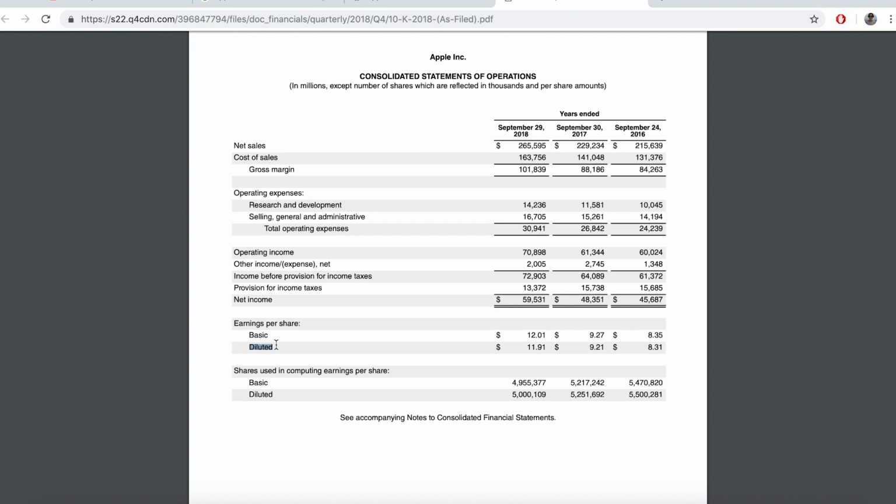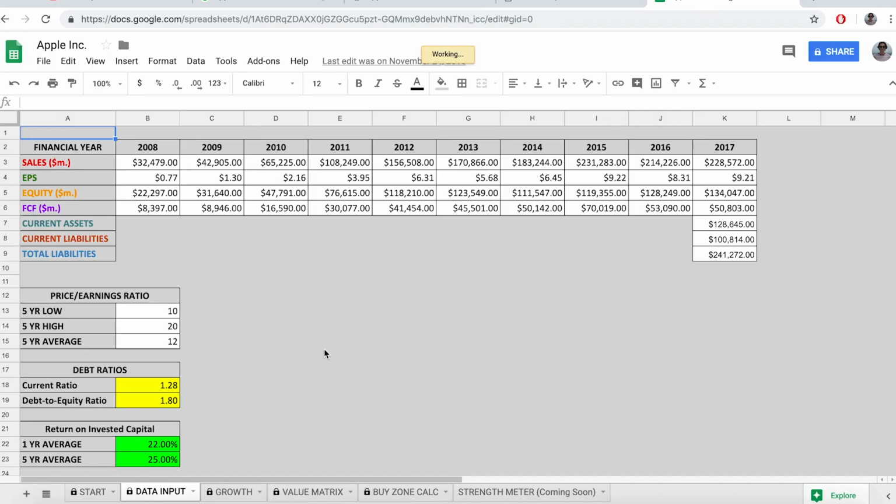So let's have a look at Apple's growth over time, just to show you what this looks like when we analyze these two numbers. All right, so in my spreadsheet, I've inputted the sales at the top here from 2008 until 2017. Now, this hasn't been updated for the 2018 financial year, so I apologize for that. But it is just an example, so it doesn't matter too much. And then below that, we've got the earnings per share from 2008 to 2017.